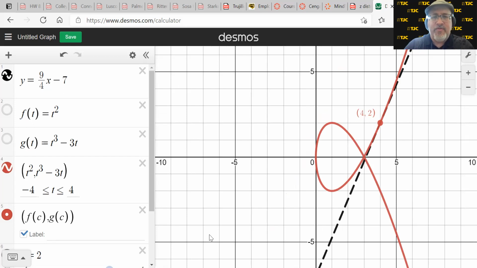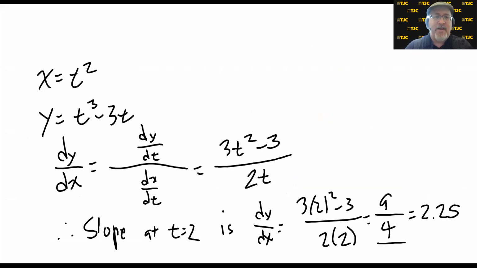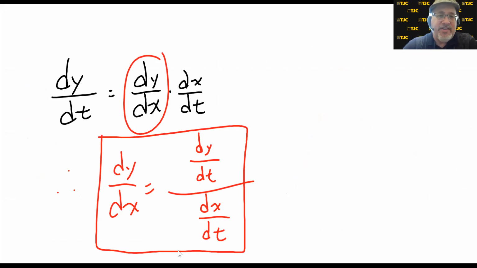So finding the slope of a tangent line and more generically finding the derivative is actually pretty straightforward when you have a curve defined parametrically. Just remember that dy/dx is equal to dy/dt over dx/dt.